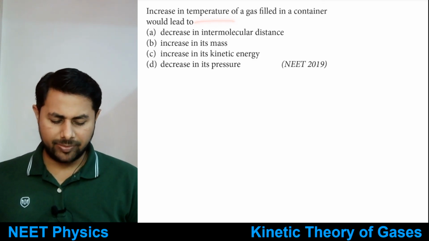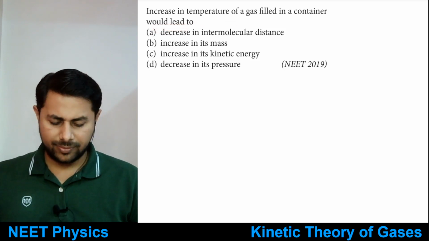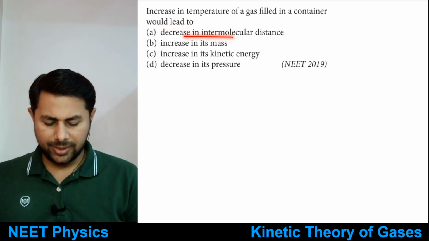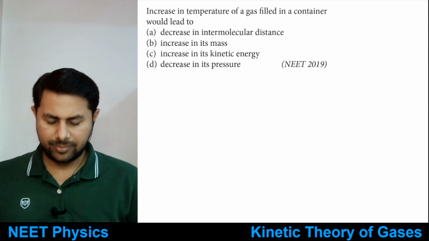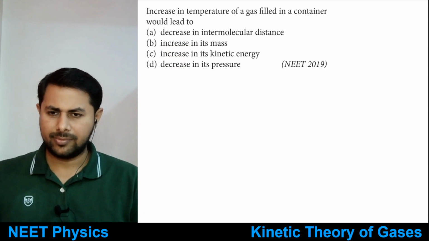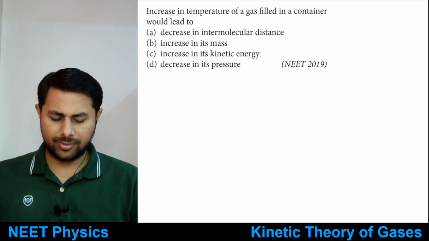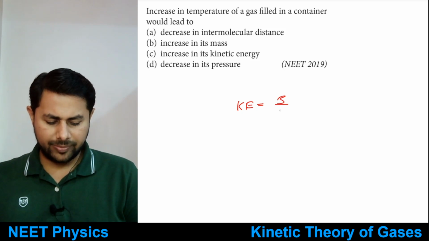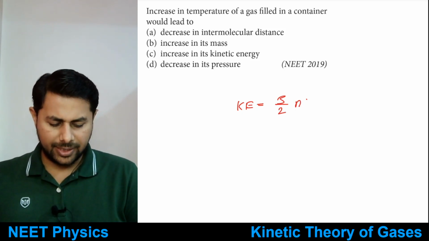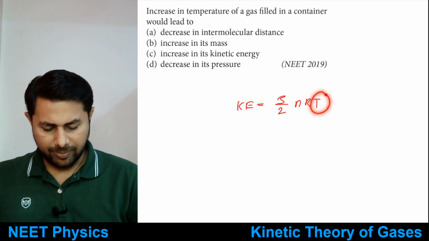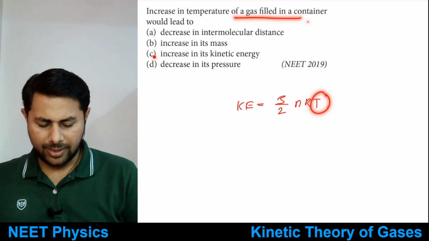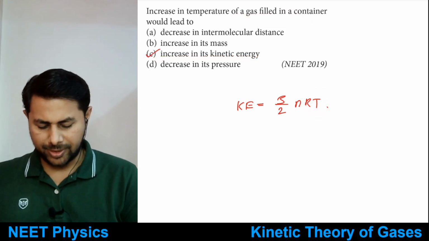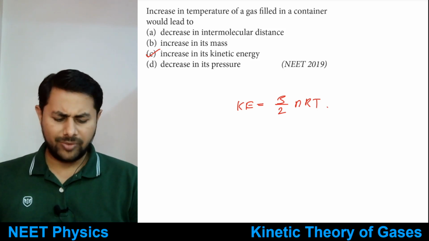Increase in temperature of a gas filled in a container would lead to, tell me. Decrease in intermolecular distance, increase in its mass, increase in the kinetic energy, decrease in the pressure. Which one is correct? We have learned that kinetic energy of a gas is equal to 3 by 2 PV or 3 by 2 nRT, right? So if you increase the temperature, what will happen? The kinetic energy would increase, right? So it is option C. This is very simple.